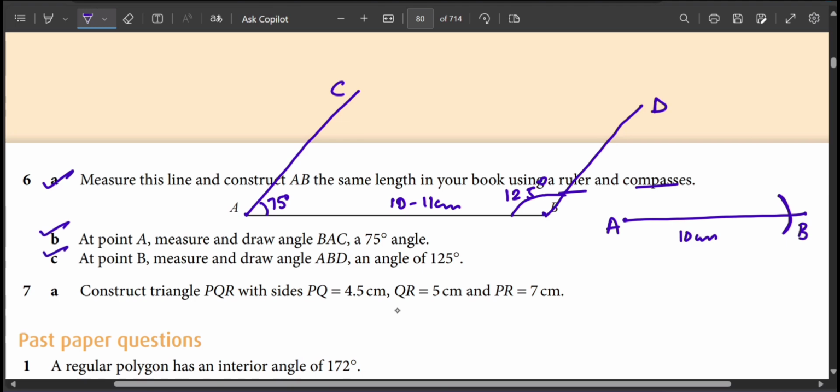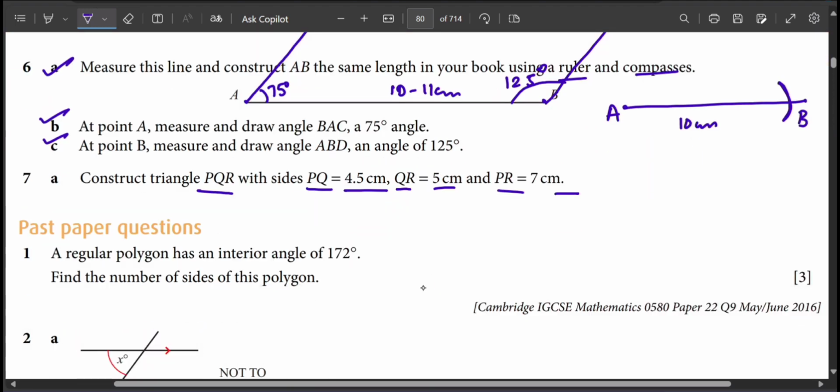Question number 7 says construct a triangle PQR with sides PQ 4.5 centimeter and QR 5 centimeter and PR 7 centimeter. For this, let's look over this. Firstly, what you are going to do is take the longest one, PR. You're going to write P over here, and then you're going to draw a line, and then you're going to open your compass to 7 centimeter and then make an arc.